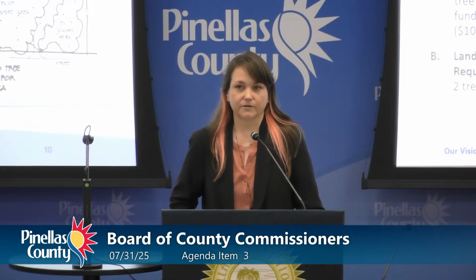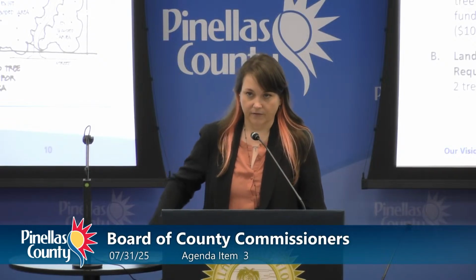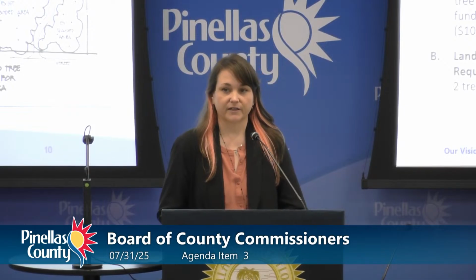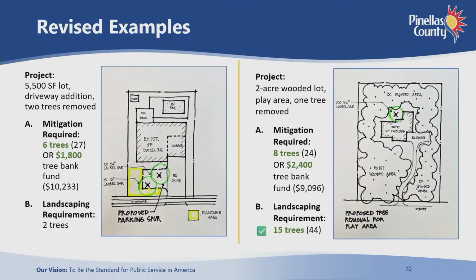All right, so our larger wooded lot example here on the right has also had a reduction in the required replant trees from 24 to 8 trees. The reduction in the associated tree bank fund, if they go that route, from 9,000 to 2,400. And again, they're still meeting their landscaping requirements, so that does not compound the required replant trees. Now, in this case, the owners could choose to replant native vegetative community for all of their mitigation. And so we're getting the benefit of restoring these native vegetative communities where before we would have had no trees planted.